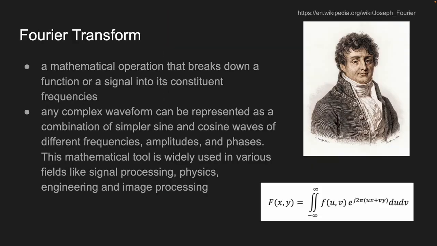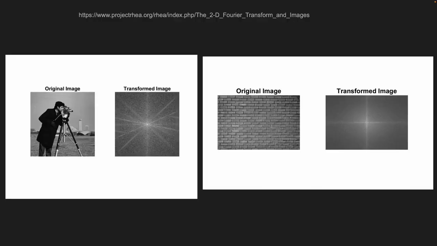The main theory behind our analysis was the Fourier transform of an image. A Fourier transform is a mathematical operation that breaks down a function or a signal into its constituent frequencies. In this context, the signal was an image of milk. Here's an example of images and their Fourier transforms.